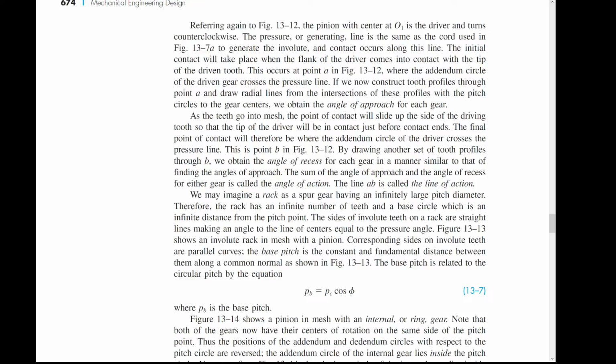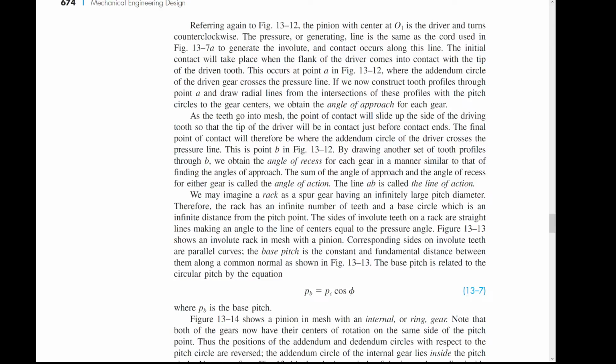We may imagine a rack as a spur gear having an infinitely large pitch diameter. Therefore, the rack has an infinite number of teeth and a base circle which is an infinite distance from the pitch point. What is this? Like a rack is like a straight gear or something? Just a flat thing with some teeth on it? Must be. The sides of the involute teeth in a rack are straight lines, making an angle to the line of centers equal to the pressure angle.